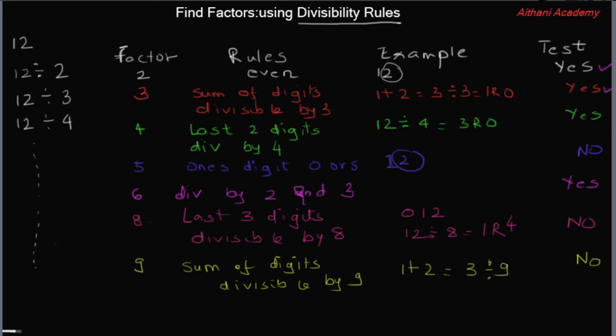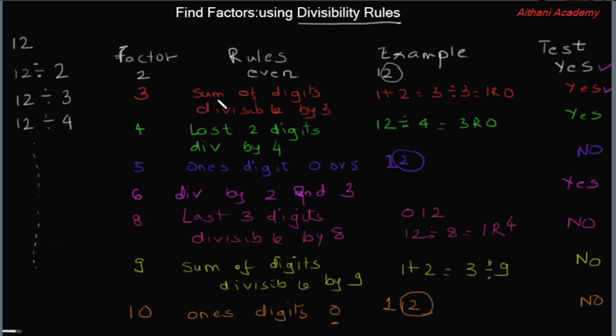The last and the easiest, 10. 10 is a factor of any number, or a number is divisible by 10, if the ones digit is 0. So what is my ones digit here? Oops, I covered the 1. My ones digit here is 2, which is not 0. It should be 0. My ones digit is not 0. So it does not pass the test.